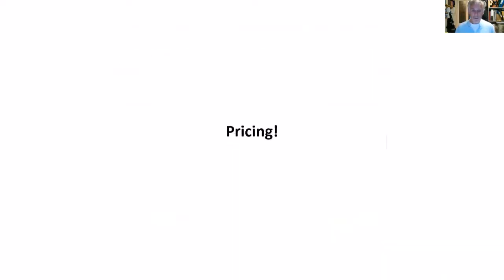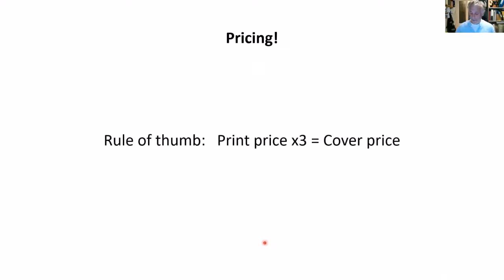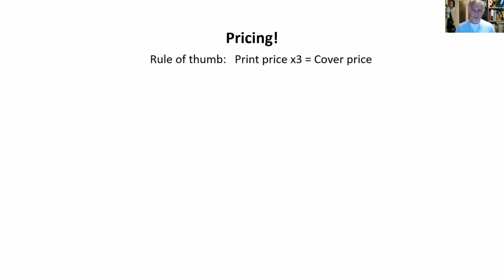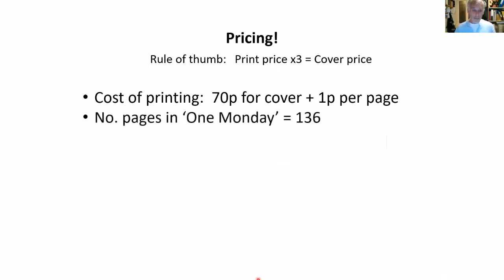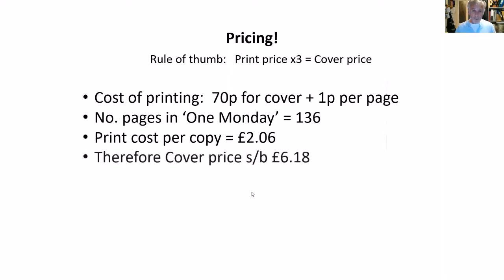Okay, let's talk about pricing. I know it's a big issue with some people. The rule of thumb I was always given was your cover price should be about 3 times your print price. Well, in the case of the book we've just been talking about, the cost of printing is 70 pence for a cover and 1 penny a page with KDP Amazon. And for our particular book, it's 136 pages. And so the print cost per copy would be £2.06. So the rule of thumb would say your cover price should be £6.18.